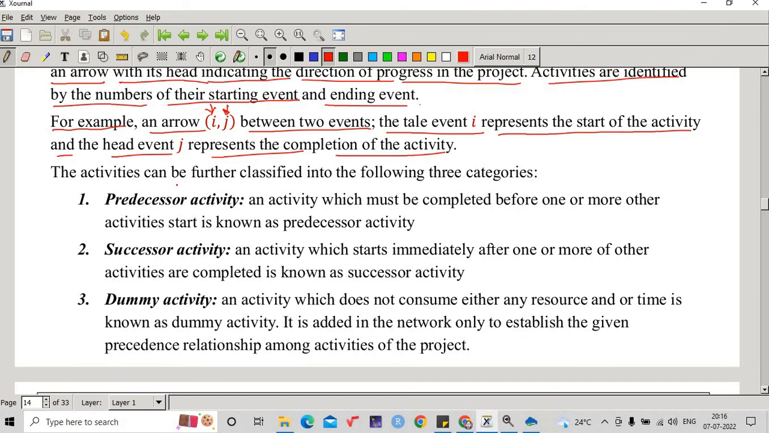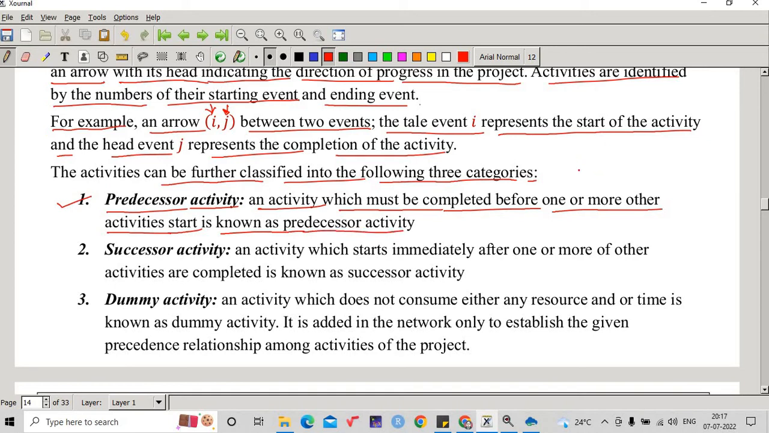Next, the activities can be further classified into the following three categories. As we have also seen the classification of the events in terms of merge event and burst event, activities also can be classified into different categories. The first category is the predecessor activity, or you can say a prior activity. An activity which must be completed before one or more other activities start is known as the predecessor activity.